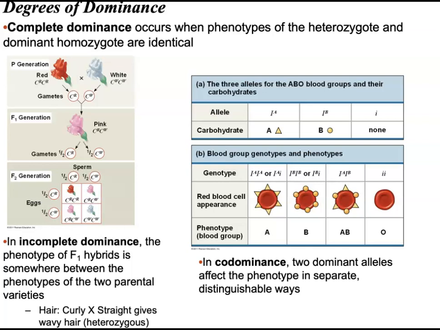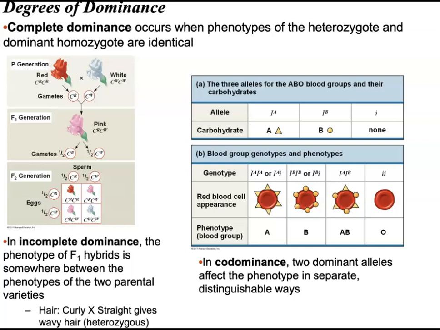In codominance, two dominant alleles affect the phenotype in separate distinguishable ways. Your blood type is governed by codominant genetics. The three alleles for the ABO blood groups and their carbohydrates are A, B, and none, also called O. The letter used to denote these alleles is I. Both A and B are dominant while O is recessive.